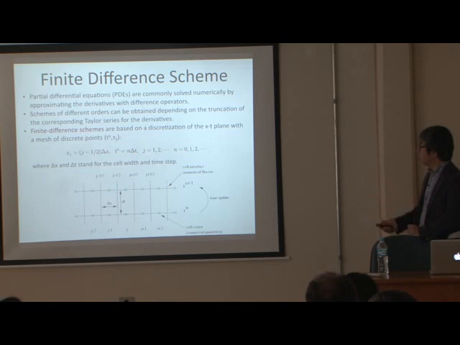So this is the initial setup today, where delta x and delta t stand for the cell width and the time step. This is a schematic picture. Each circle point is what we call a grid point. Here is j, j plus 1, j plus 2, and here j minus 1, j minus 2. And this is one time step.